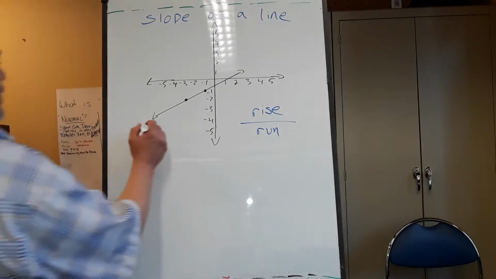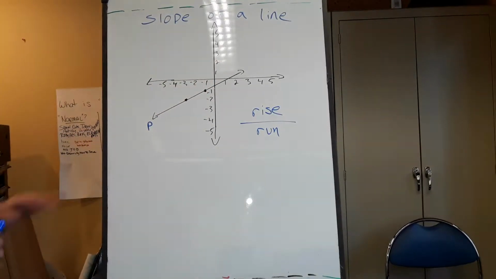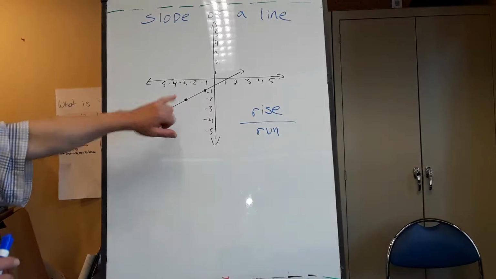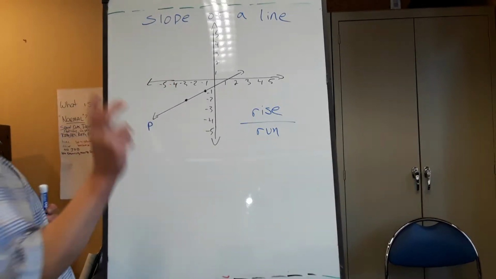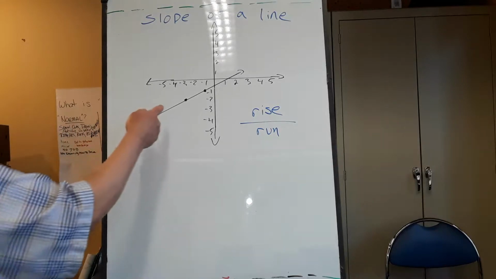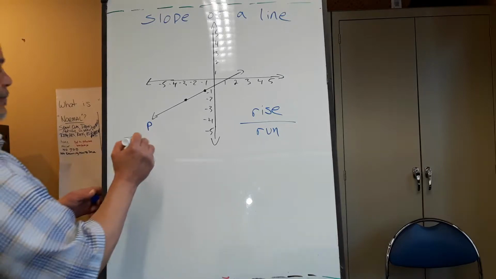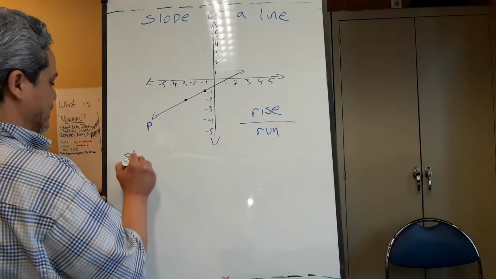For example, here we've got line P, and it asks, what is the slope of line P? Well, we grab 2 points along the line, and then see what it takes to go from one point to the other.